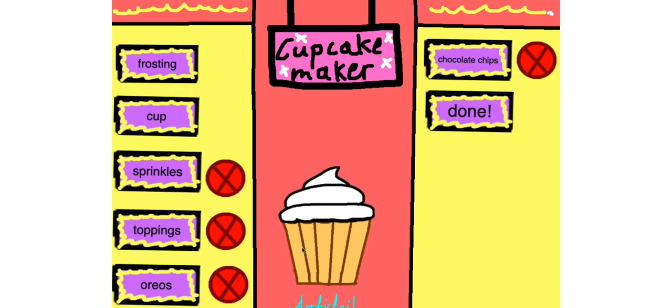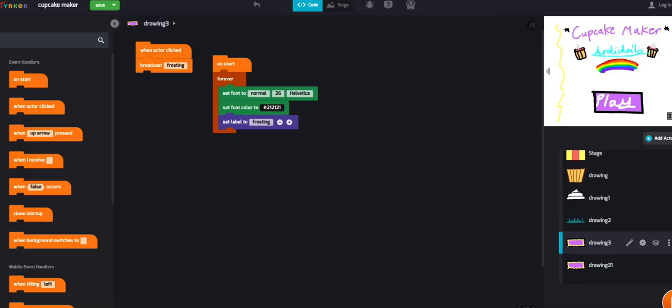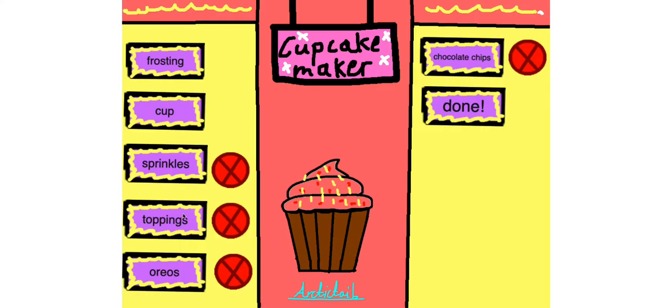Our next project is Cupcake Maker by Jenniferwz. In their code, we see set label to and a forever block. Make your very own cupcake.